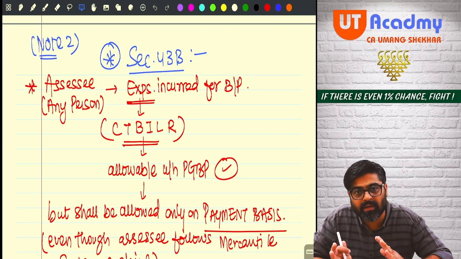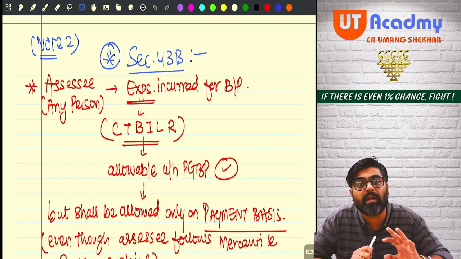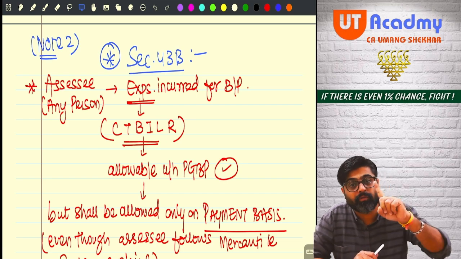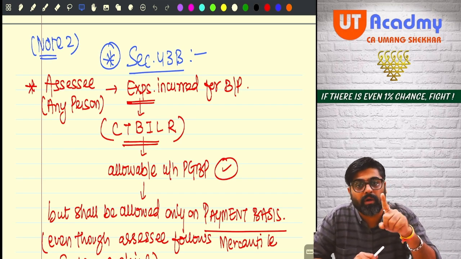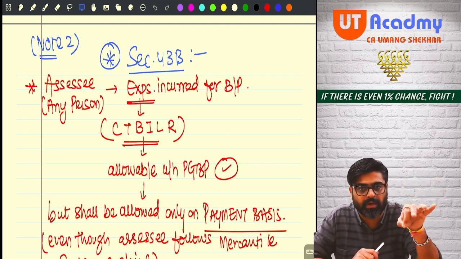So all the incomes will be taxable on mercantile basis. All the expenses will be allowed on due basis, meaning mercantile basis. But wait, all the expenses, if you are regularly following what? Mercantile system of accounting. So your PGBP income has to be calculated by following mercantile system of accounting.